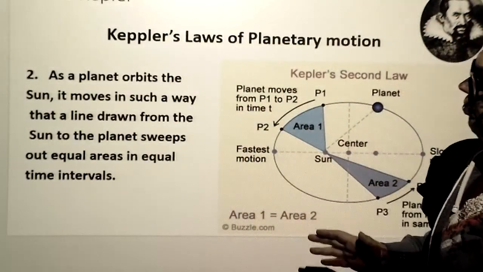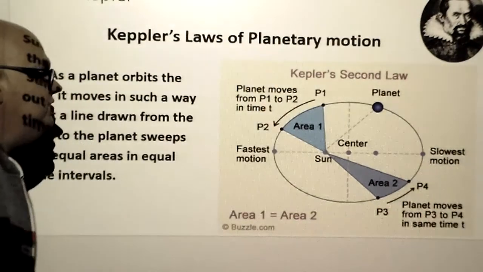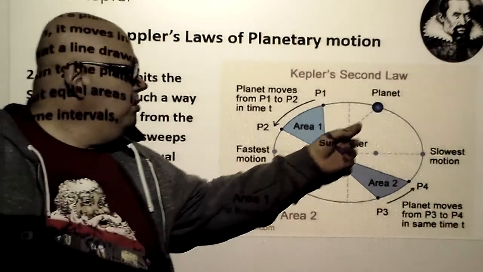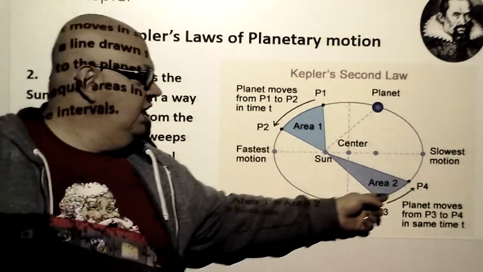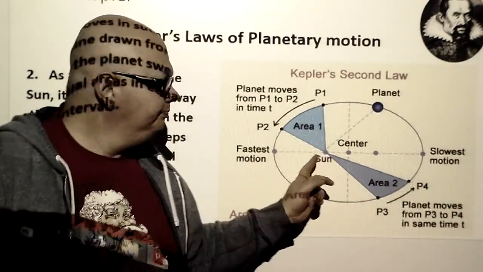Now, Kepler's law of planetary motion number 2 is saying, as the planet orbits the sun, it moves in such a way that a line drawn from the sun to the planet sweeps out equal areas in equal time intervals. Lots of words, we need a picture. And here's the picture. So here's our planet going around the sun in its elliptical path. We're going to use the sun here.